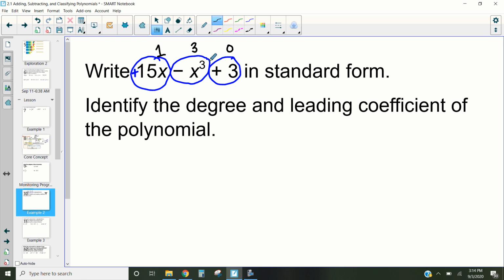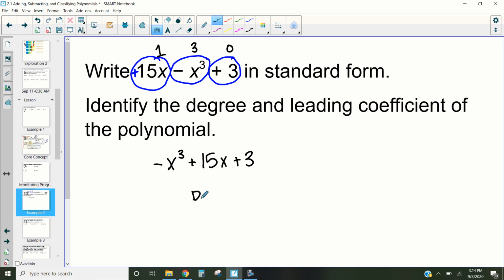So what this means is I want this negative x cubed as my first number. So I'm going to write negative x cubed. And then I will go in descending order. So I'll go next to my 15x. So plus 15x plus 3. Notice how that sign traveled directly with those. Now that we've rewritten it in standard form, notice how it goes down.